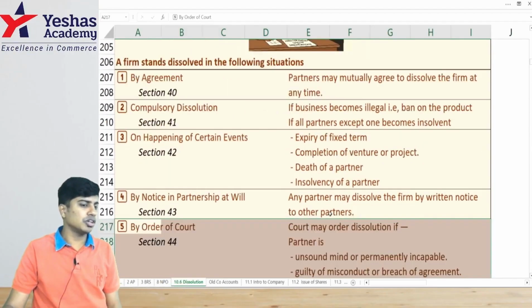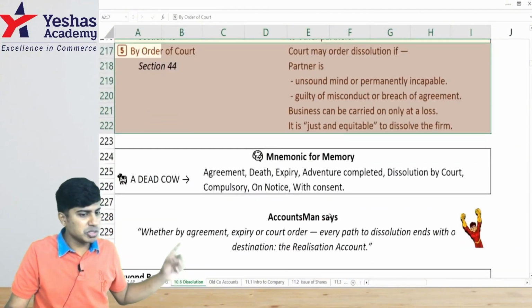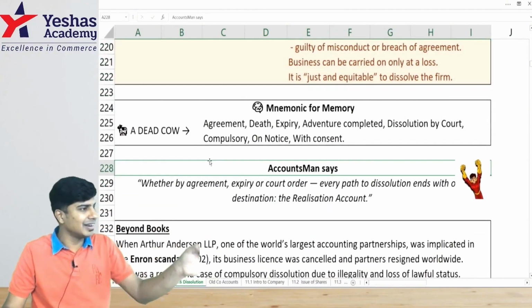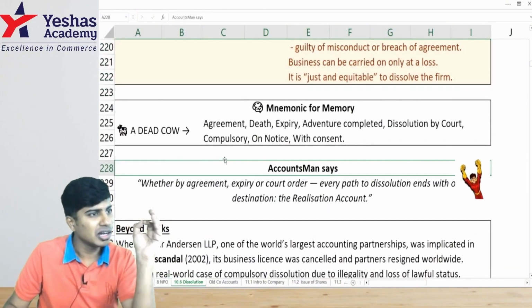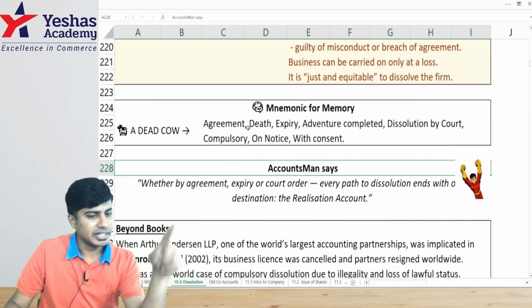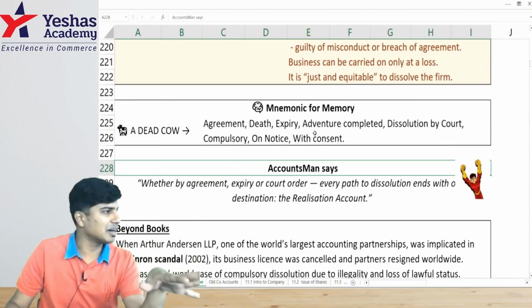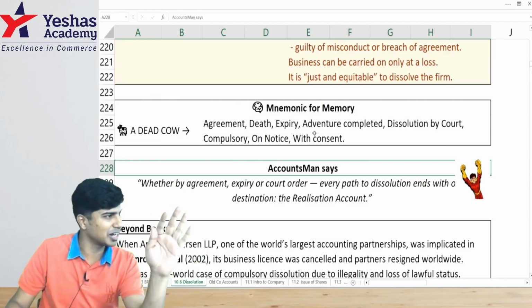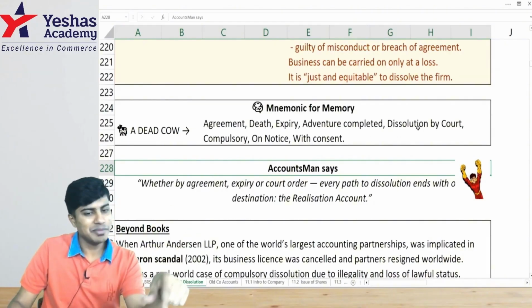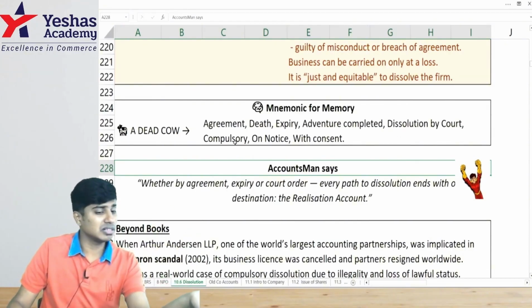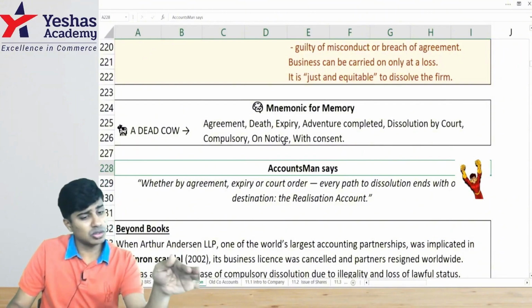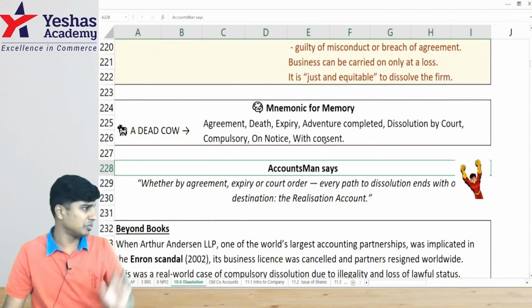On this, a theory question or a short notes question can come. I give a small acronym to remember this: A DEAD COW. What is the acronym to remember? A DEAD COW. Agreement, Death, Expiry, Adventure completed, meaning venture completed. Don't forget, okay? It's venture completed. Then Dissolution by Court order, Compulsory dissolution, or on Notice, or With consent. So this is the acronym to remember.